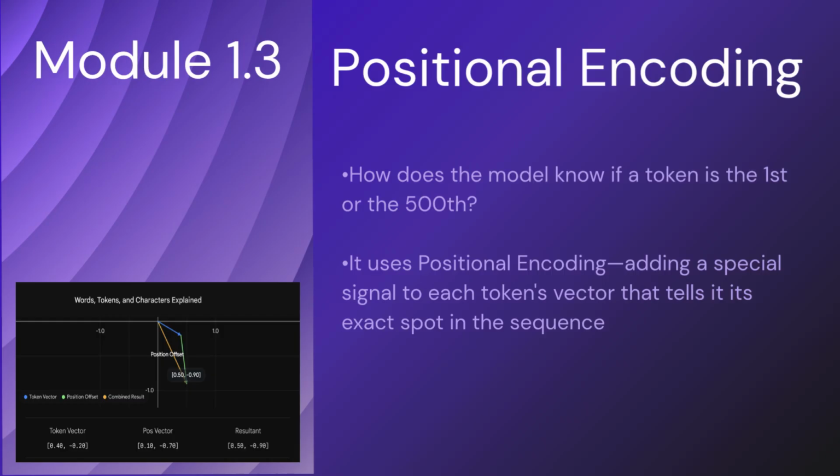This simple concept is what allows the powerful transformer architecture to process an entire sequence all at once, while still preserving the vital meaning derived from the order.